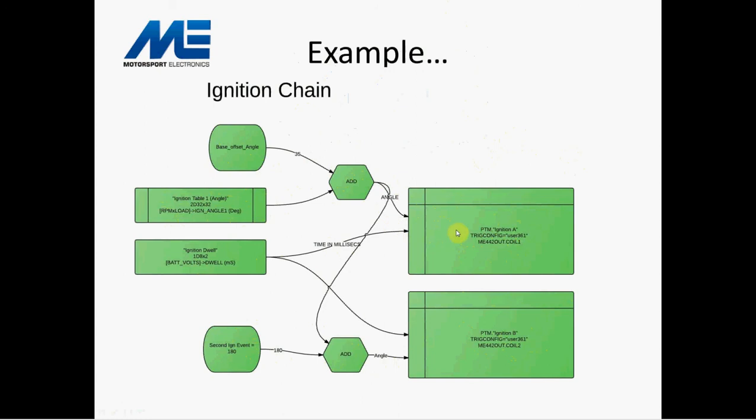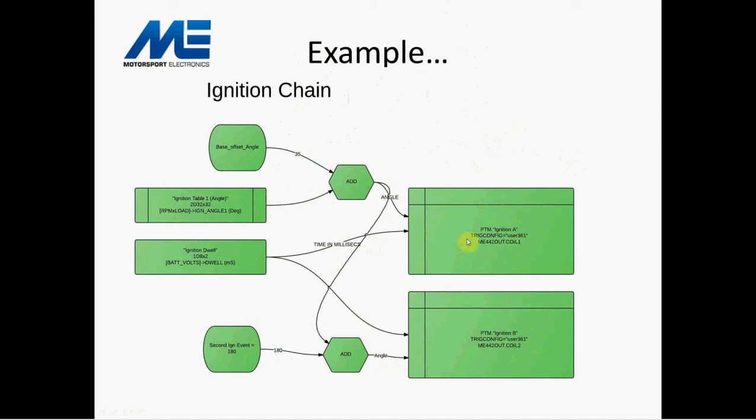So you can set an event to happen at the start. For example, fuel, you could set it to turn on at the angle and stay on for the time, or you could set it, in this case for ignition, to turn off at the angle but stay on for the time before that point. And again, that would be within the configuration of each of these PTM nodes.